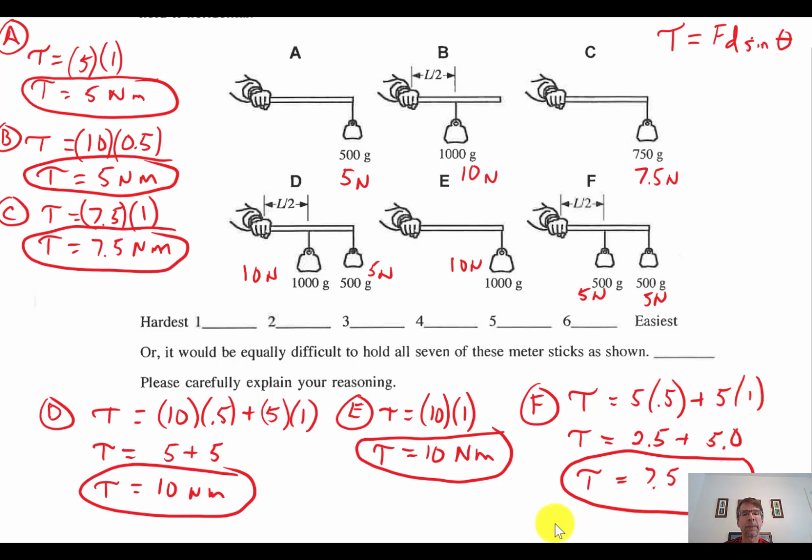So the ranking would be, first place, D and E, tied for level of difficulty for the person holding the stick. And then C and F tied for third and fourth place, and the last place would be A and B for the level of difficulty to hold the stick in static equilibrium.